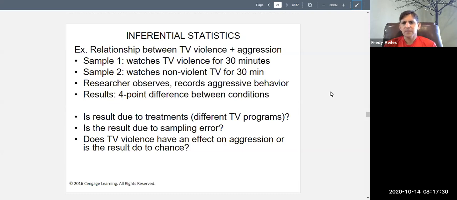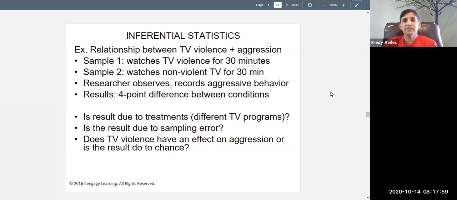okay? What you want to determine is whether this result, this 4-point difference, is due to the treatments. Is it due to the different TV programs? Is it a real difference, in other words, a real difference due to what you subjected these kids to? Or is it simply due to sampling error? Do you find that difference simply because there are different kids and they happen to be different, and it has nothing to do with the violent TV, okay?